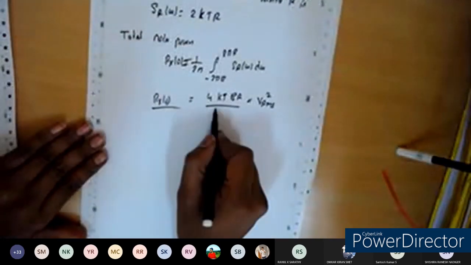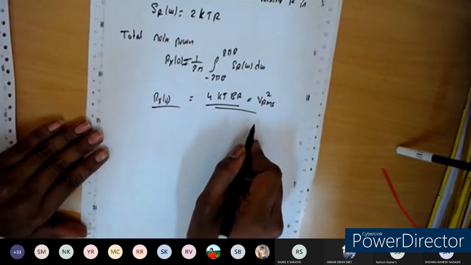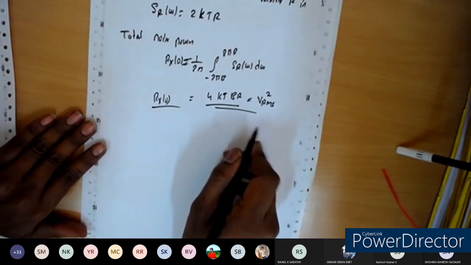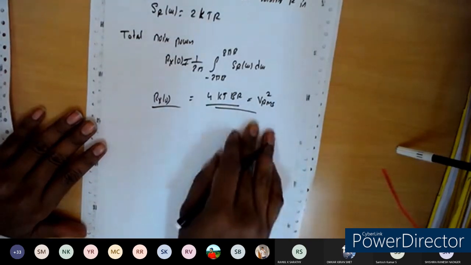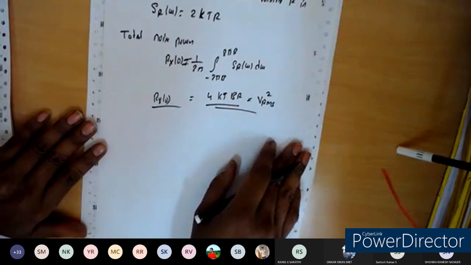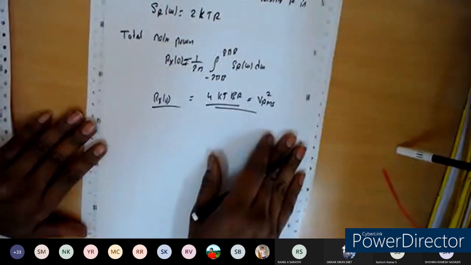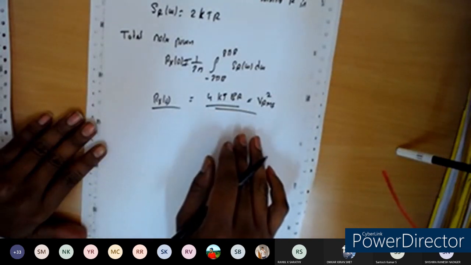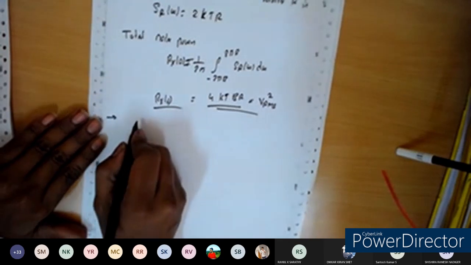So this is the total noise power across the resistor, which is generated because of the thermal noise. Usually this noise across the resistor we are going to consider as white noise, up to frequencies less than 10 to the power of 12 hertz. So it will be considered the same as white noise. Whatever power spectral density is generated will be the same as for white noise. So you can take the noise across the resistor.